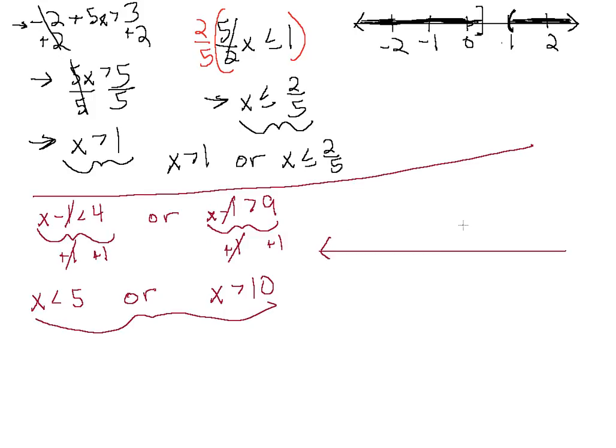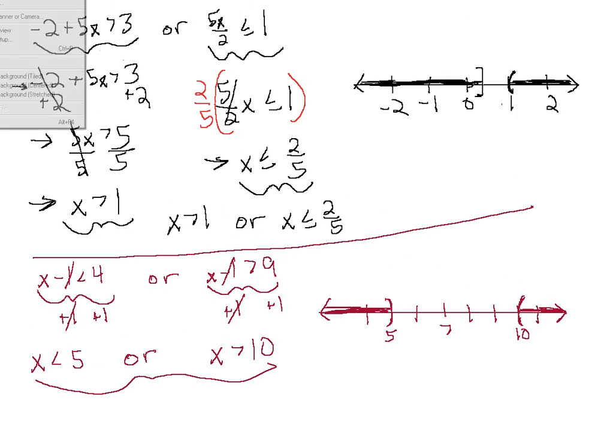We should be getting pretty good at this by now. Let's put 7 there, 8, 9, 10. Here's 10, 6, 5, 4. So here's 5. And we want all the values less than 5 but not including 5. So for all the values to the left of 5, we're going to put a parenthesis opening in that direction and shade to the left. Here we're interested in all the values greater than 10, excluding 10. So we're going to put a parenthesis here, opening to the right and shading to the right. And that one was fairly simple. So let's go ahead and do another one.